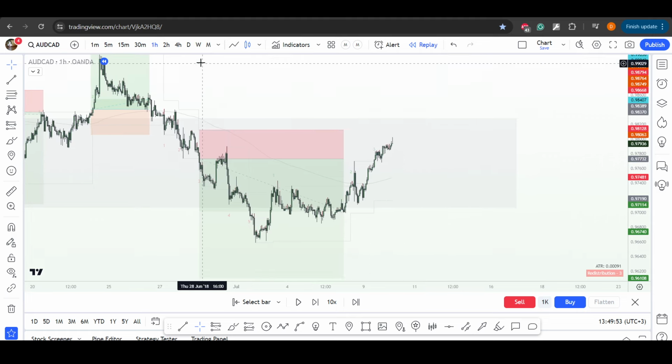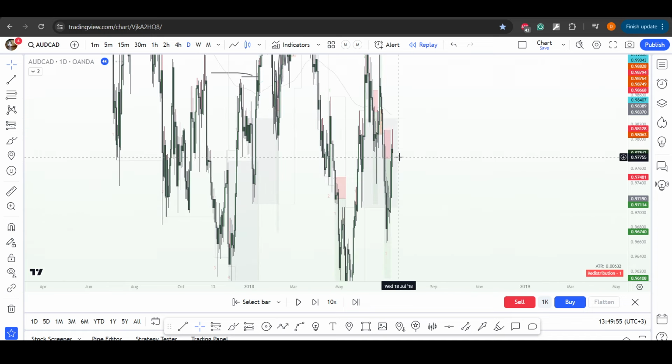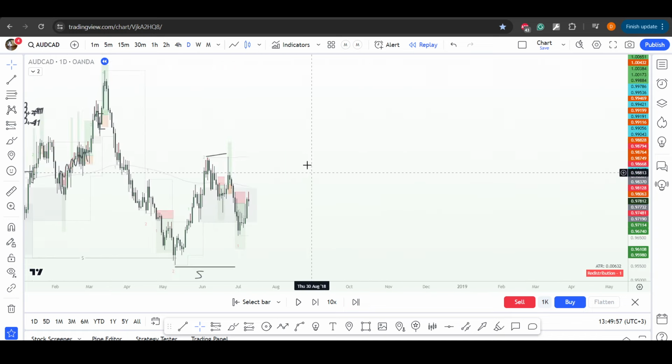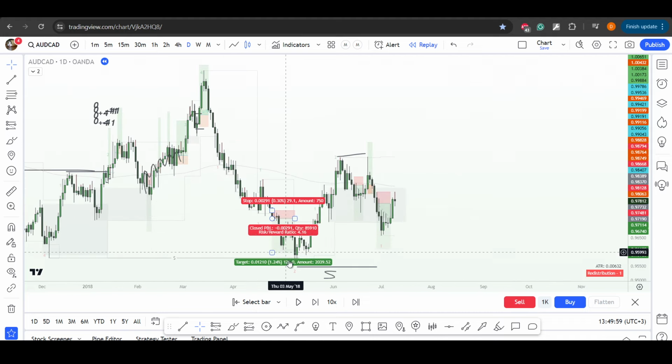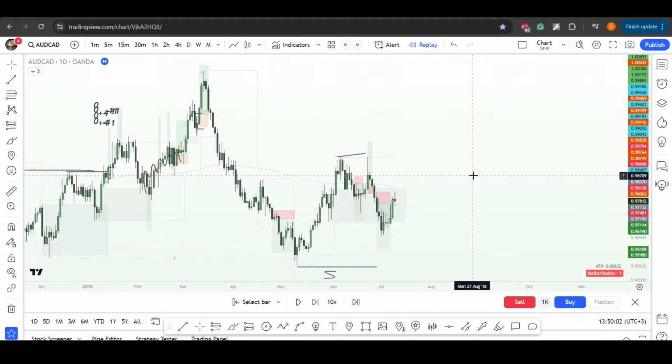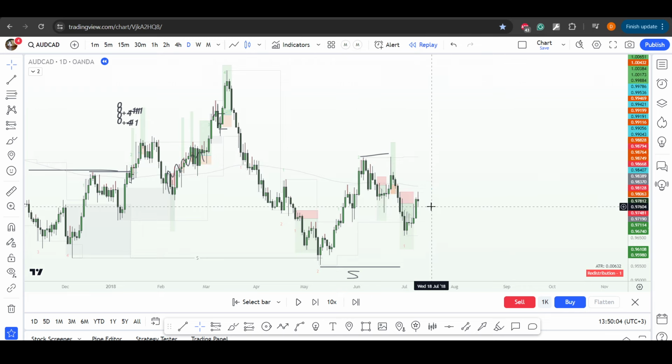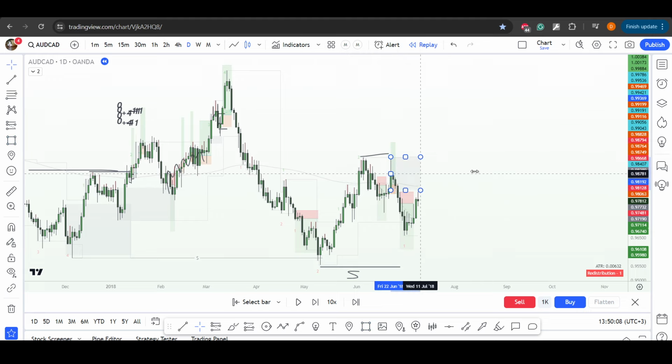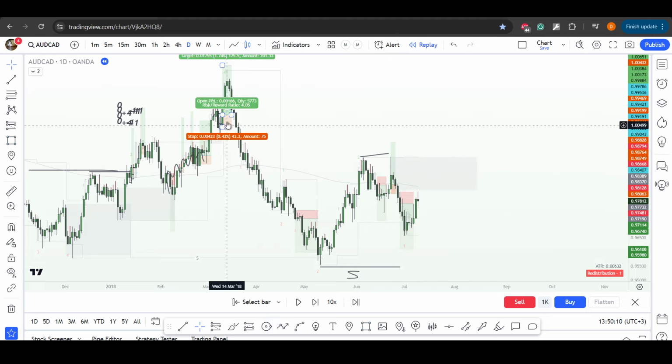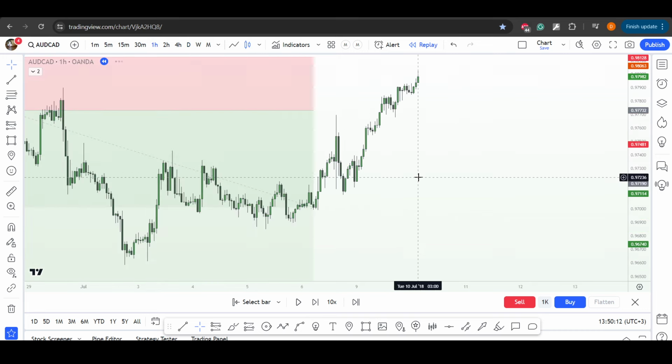So the overall bias is still bearish. So let me do something like this. Bearish from this move and bearish from this internal move. So I don't think this zone is relevant anymore. And this is the latest zone. We'll look for some bearishness from here.